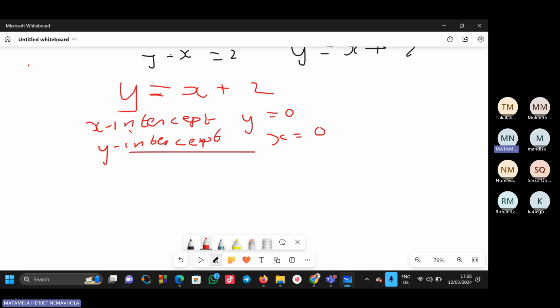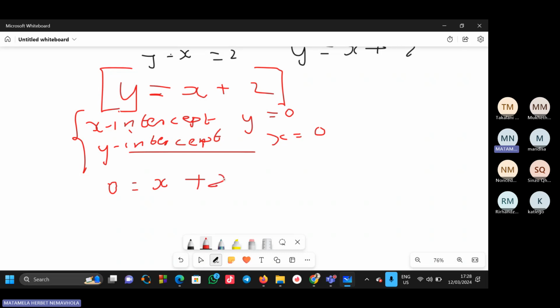So what exactly do these two things mean? It means that when I have to find my x-intercept, let's say I want to draw this line in our Cartesian plane, I can find the x-intercept with y equals 0. It means that where there is y, I'm going to say 0 equals x plus 2.